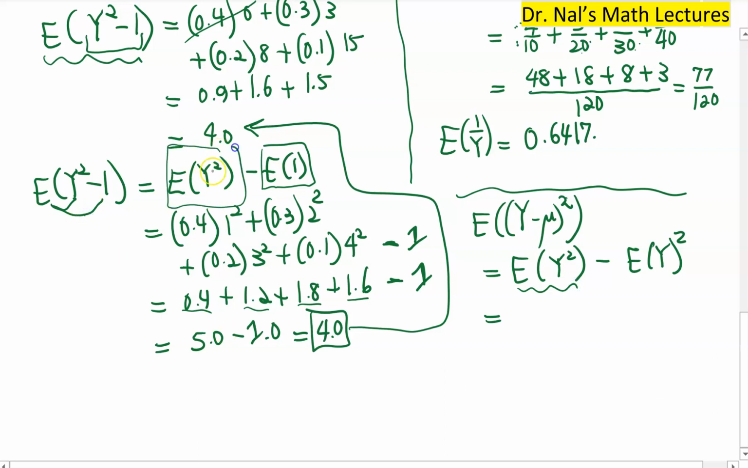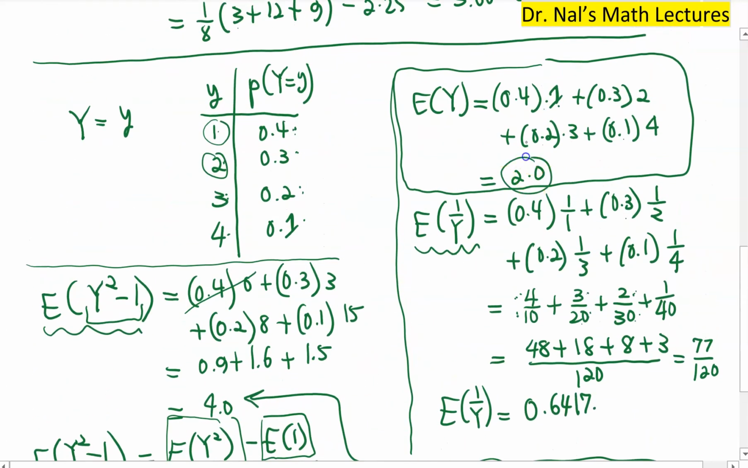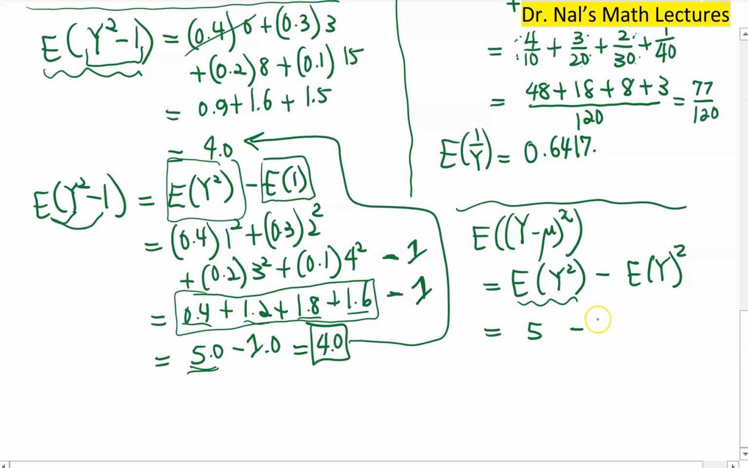E of y squared, I just found out, was the sum of these 4 numbers, which was just 5, minus E of y itself, which came out as 2, and then I need to square it. 5 minus 4, that's a 1, and that is the variance of this random variable y. All right, so hopefully this was useful.